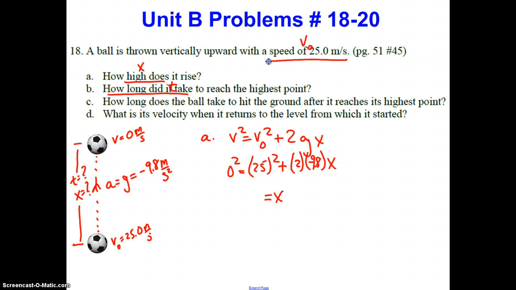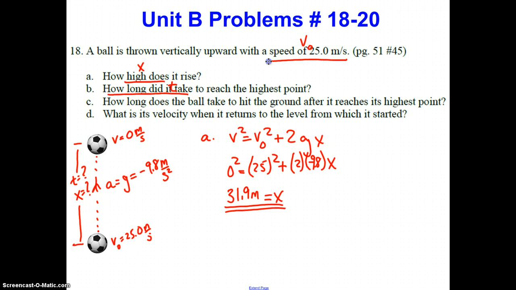Take whatever algebra steps you need to solve for x. Pause the video if needed. Do the calculation. And we get 31.9 meters to 3 digits. And that's our answer to A.